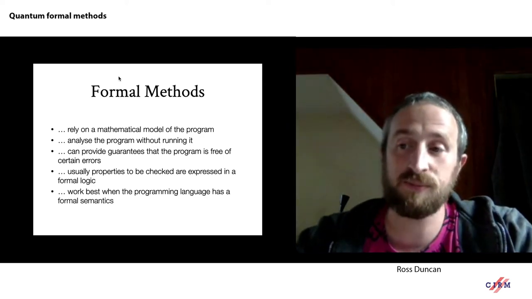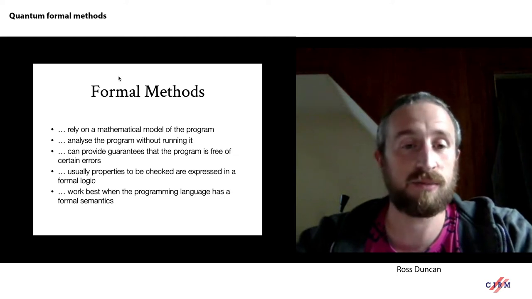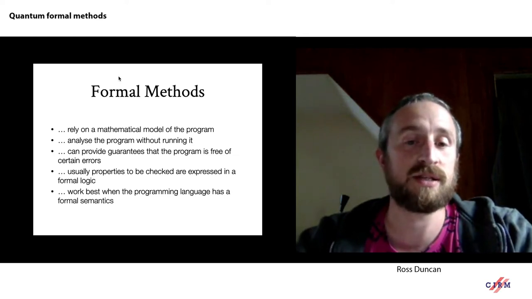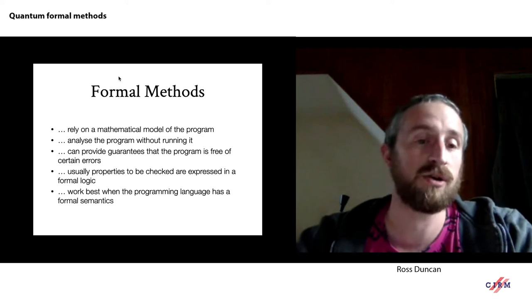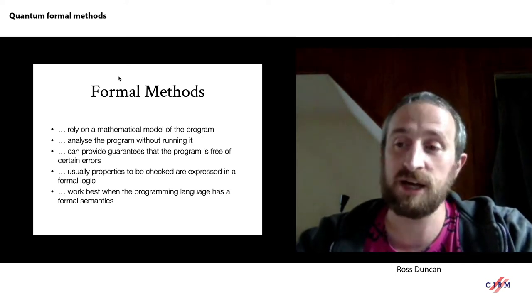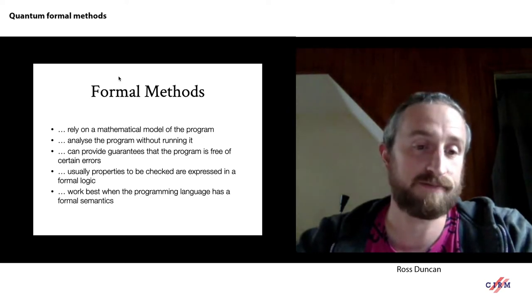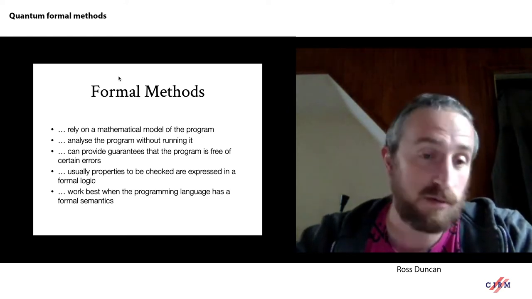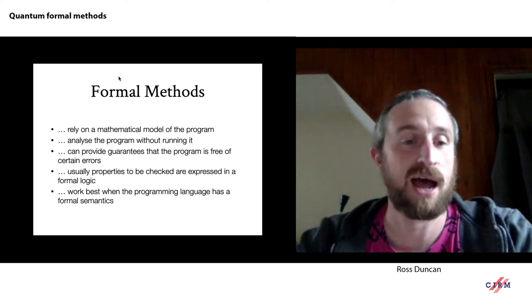And we can prove theorems about the mathematical model, and that can give guarantees that certain errors are not present in the program. We might be able to prove, for example, that the program will always terminate, in which case we know that it will never hang in real use.